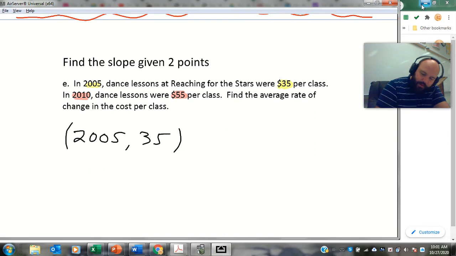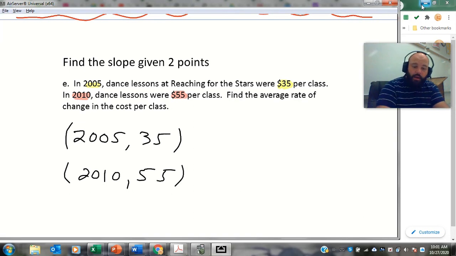There's the first ordered pair. And then we're going to have 2010, comma 55. And those are what we need to calculate slope. This is going to be our x1, this is going to be our y1, this is going to be our x2, this will be our y2, like that. So x1, y1, x2, y2.